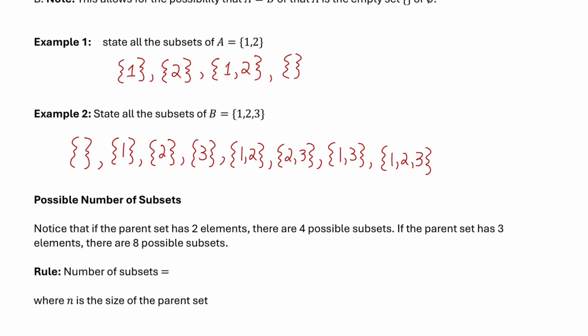So I don't know if you see, but notice the number of subsets possible is equal to 2 to the power of n. Right? Parent set A had 2 elements, 2 squared is 4. And parent set B had 3 elements, and 2 cubed is 8. So just do 2 to the power of n, where n is the size of the parent set, and that tells you how many possible subsets there are.